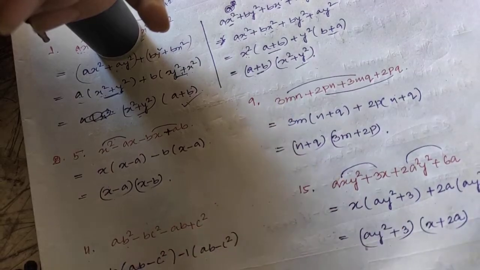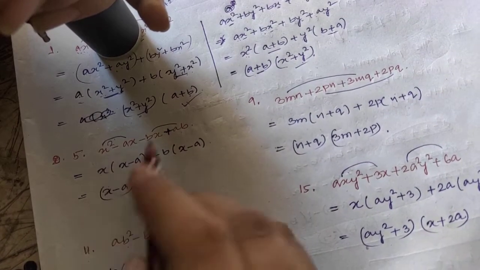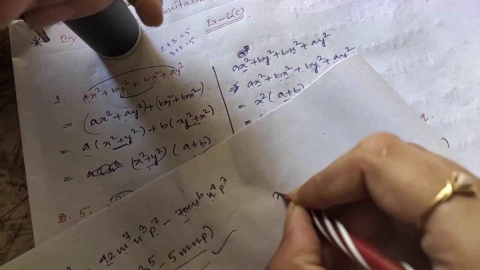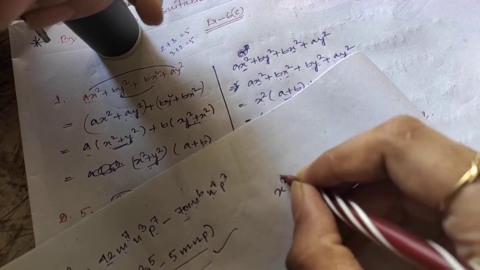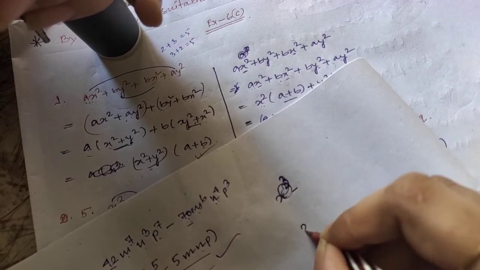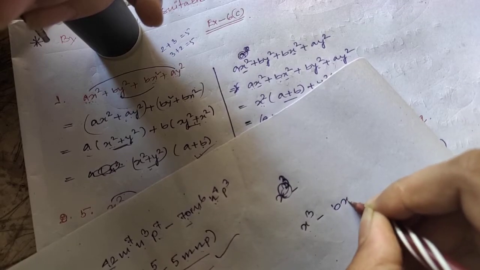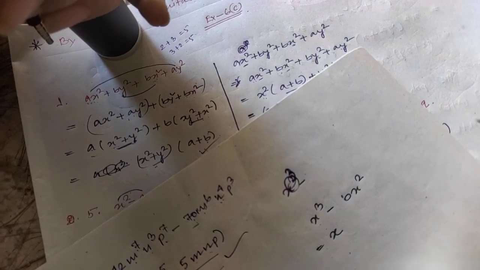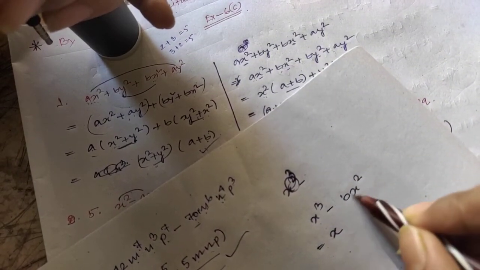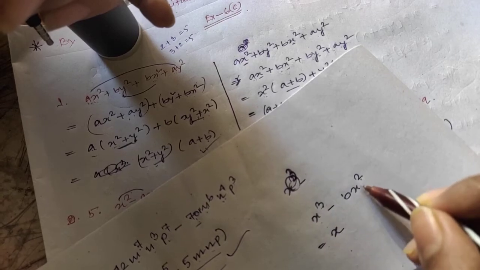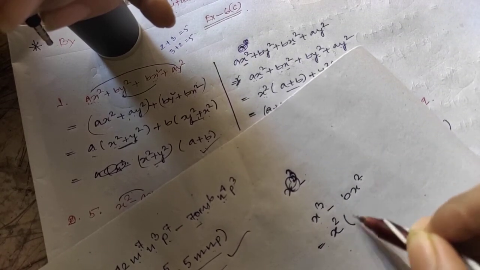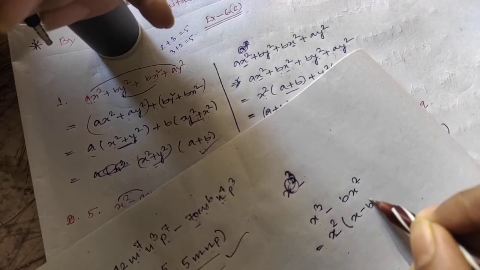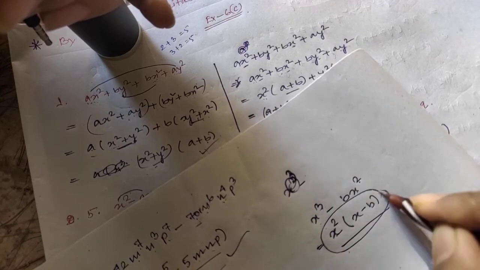But the main thing is that you have to be careful. Suppose it is given x square minus x cube, or x cube minus bx square. In this case, if you take only x common, then it will be wrong. Here x square is there, here x cube is there, that means we have to take x square common. So x square I have taken common, so x will be there and x square is already gone, so only b will be there. So x minus b, these are the factors. Okay.